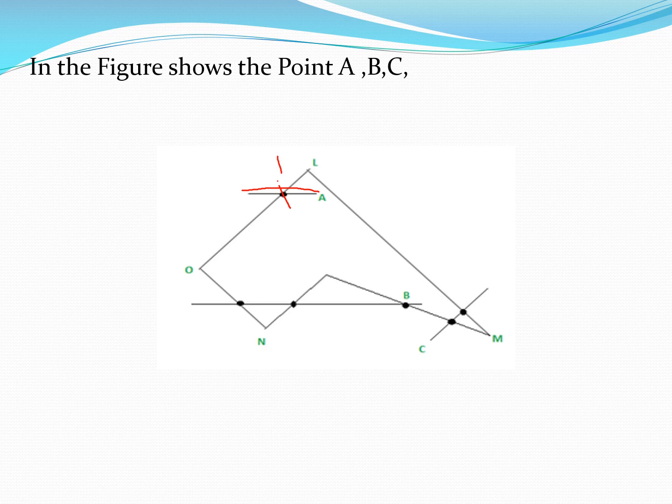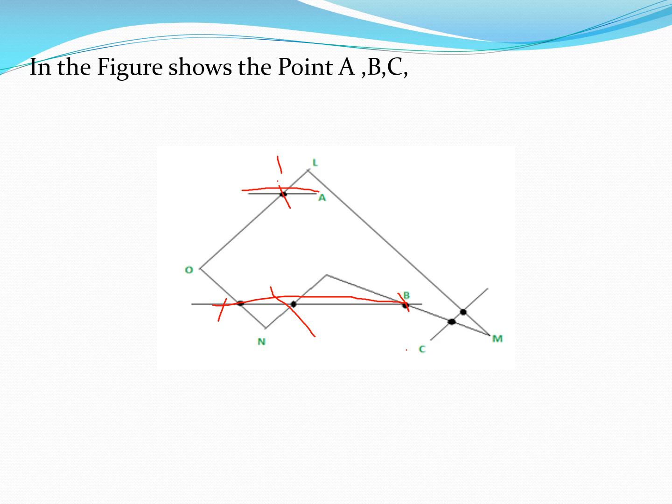Now come to the B point. B, we draw a line. How many times is it intersecting? 3, right? It's an odd number. Again an odd number, so B is also inside the polygon. Now look at C. C is crossing 2, right? So 2 is an even number, which means the C pixel is outside the polygon.